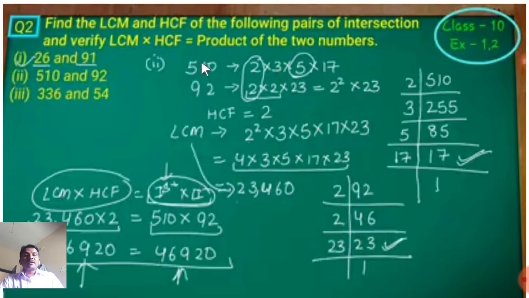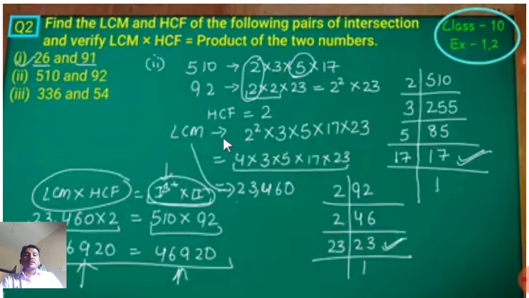Now the highest common factor of these two numbers is, see, 2 is here, 2 is here. The lowest powers of the common factor we have to consider while finding the HCF. So the highest common factor of these two numbers is 2 only.